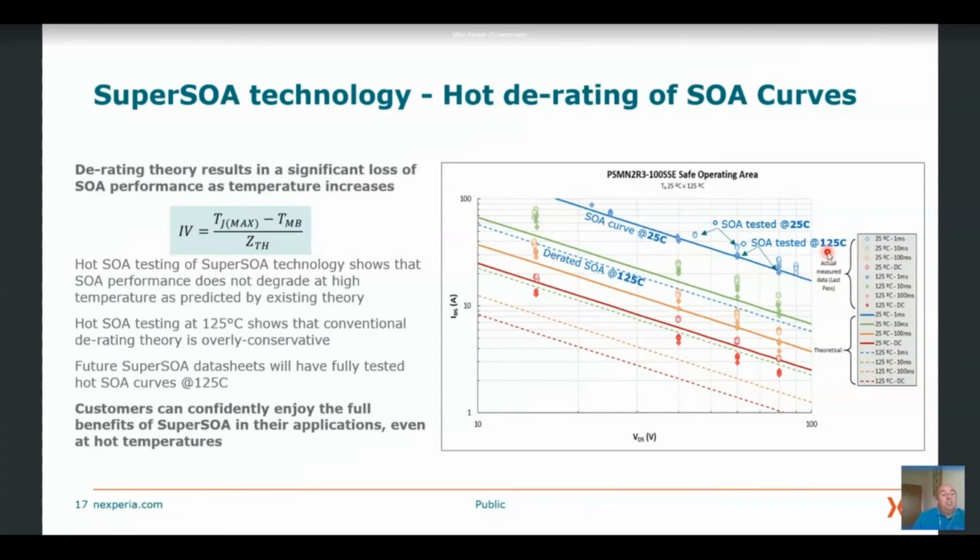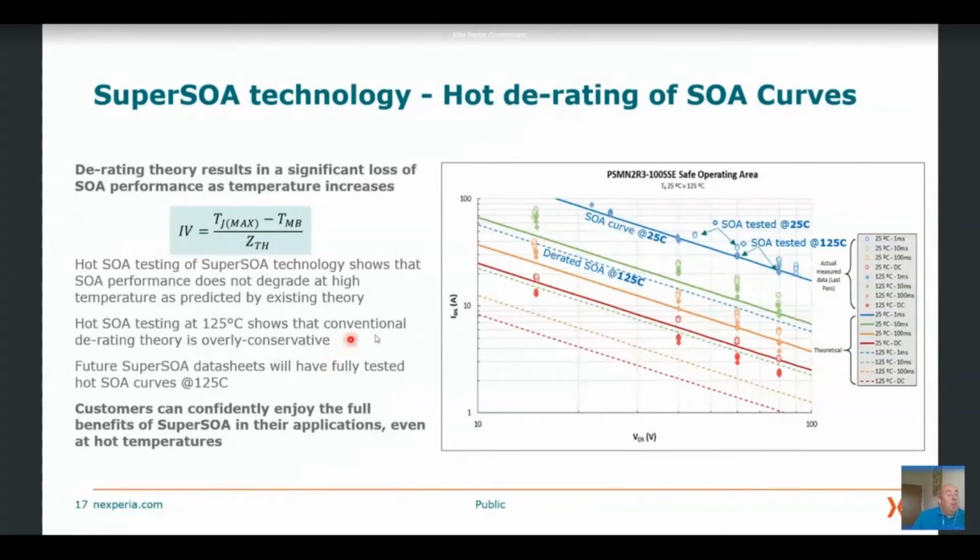When you consider the high temperature SOA, previously you had to derate with a formula similar to this. And as you can see on the graph, when you go from 25 degrees to 125 degrees, actually you lose a lot of performance, a massive amount of performance.